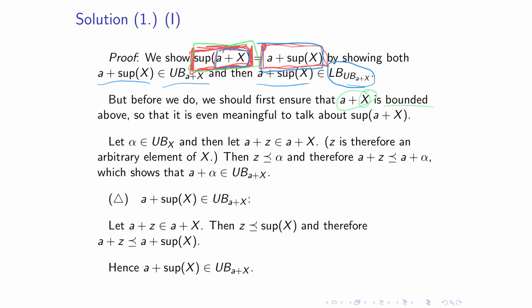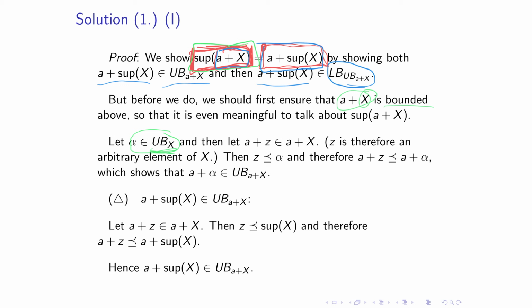But let's now talk about bounded. Let's take something that is an upper bound of X. Remember, we assumed that X was also bounded above, so we know that this alpha in the set of upper bounds of X exists.